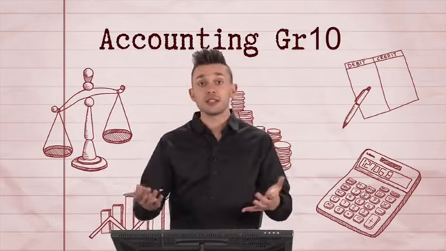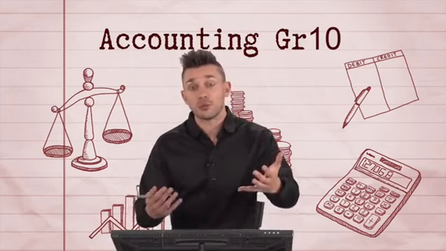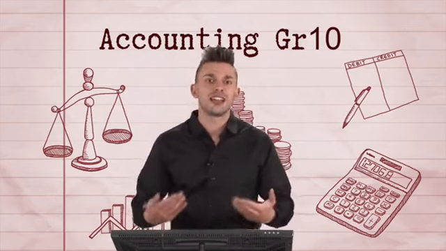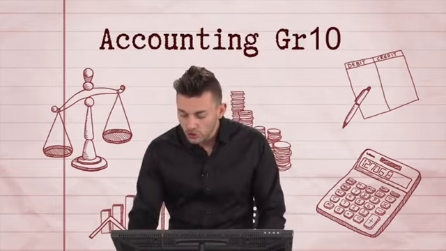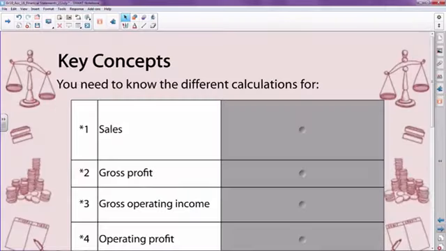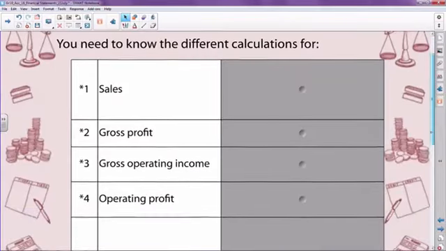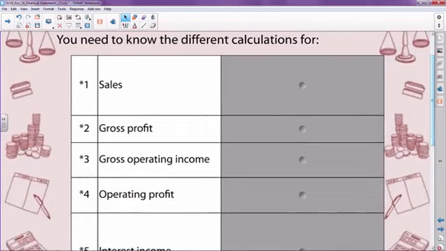How do I finance my business? Sometimes with a loan, just like when you buy a house or a car, you finance that through a loan from the bank. So what we need to look at now is, how do I calculate different things? And again, if you can calculate these things, you will find the income statement easier. Let's look at the first one. Number one, your sales. How do I calculate sales?